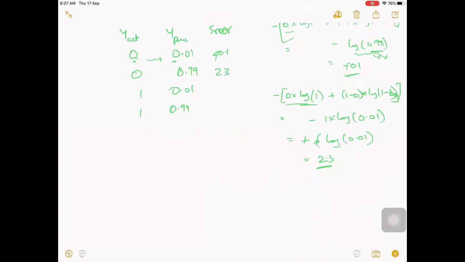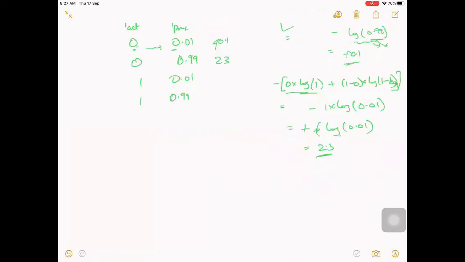And similarly, when the actual is 1 and the prediction is 0, this is also a problem, right? So minus of 1 into log 0.01 plus 1 minus 1 into log of 1 minus 0.01. If you do this, this part is anyway 0, since 1 minus 1 is 0. And here it is minus log 0.01, which will again be 2.3.